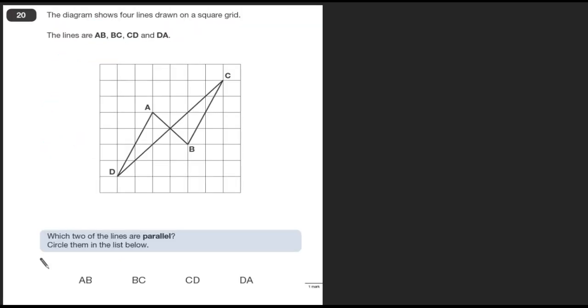Question number 20. The diagram shows 4 lines and they are asking which 2 lines are parallel. Parallel lines are the same as railway tracks. They never meet. So AD, which is DA, and BC, they are parallel. So this line and this line are parallel, right? Again, while we are discussing this question, AB and CD are perpendicular. They are 90 degrees. That is not the question, only parallel lines. AD or DA parallel to BC.